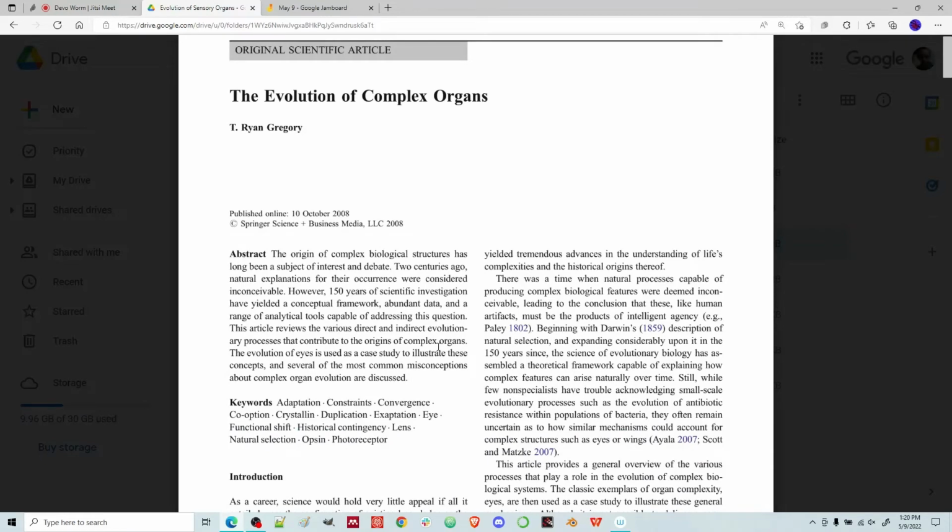So this is just a very broad overview of complex organs and how they evolve. So this is part of the question that's being answered here. The abstract reads, the origin of complex biological structures has long been a subject of interest and debate. And this goes back 2 centuries.